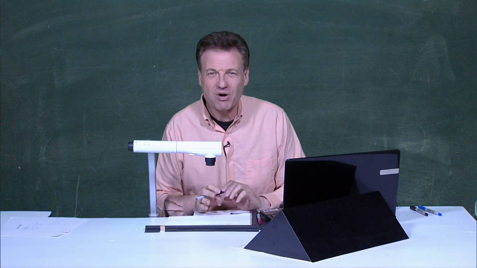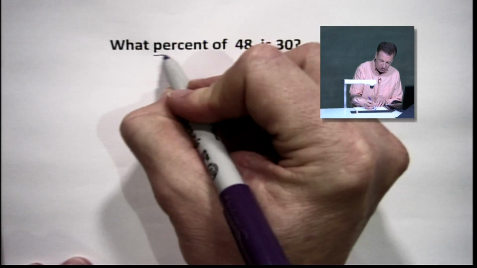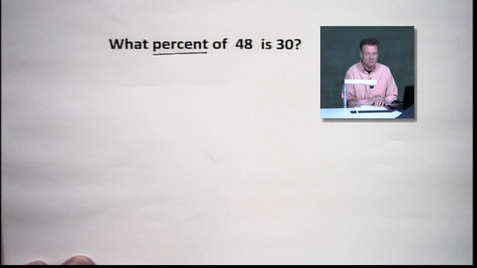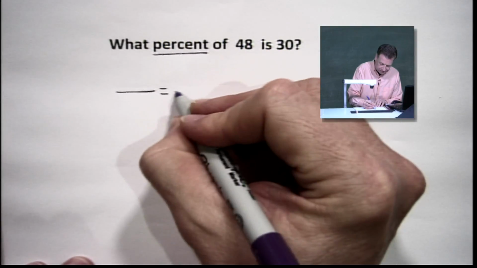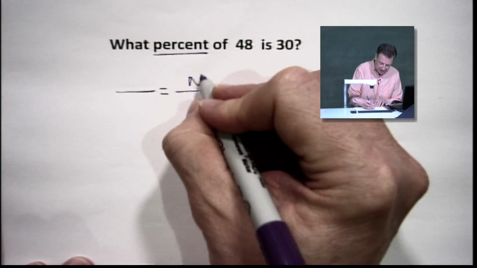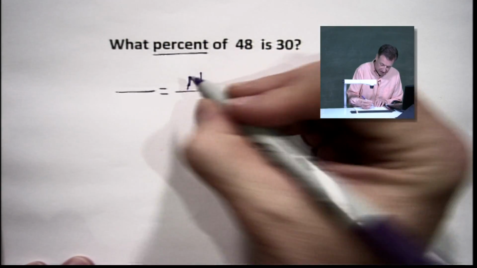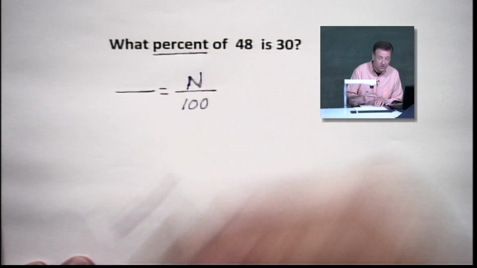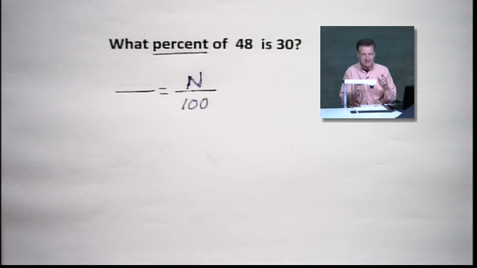Let's take a look at our next problem here, all right? It says, what percent of 48 is 30? Notice this time, we do not know the percent. We do not know the percent. So we're going back to our little proportion formula here. Folks, the N is right there. We do not know what it is, all right? And underneath it, we do know we are going to divide it by 100, all right? So this is going to give us a nice percent here in just a second, all right?